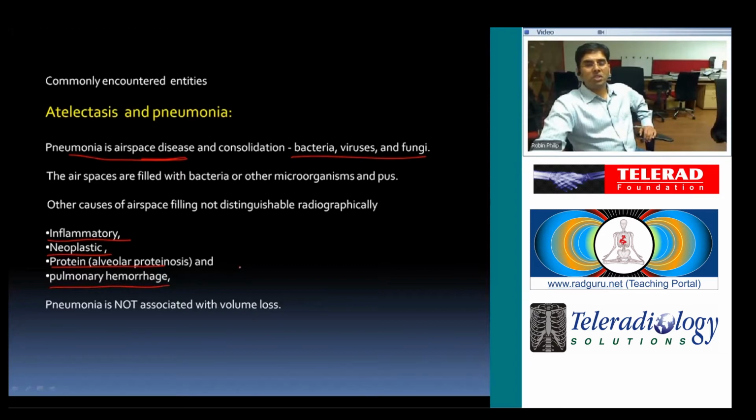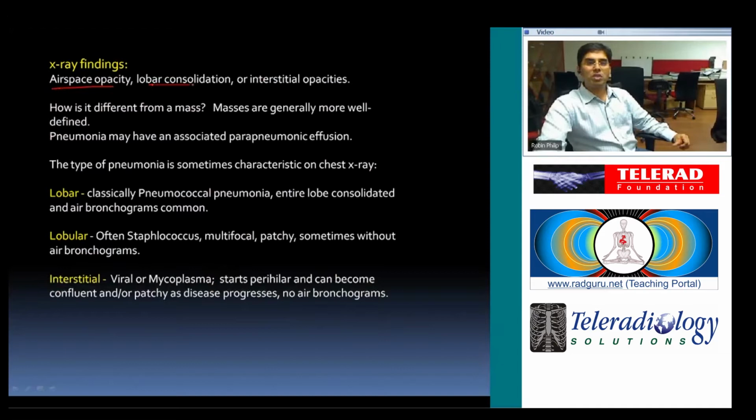So right, and then pneumonia will not cause a volume loss. Whereas the atelectasis, I'll come to the difference a little later. How to differentiate between the pneumonia and atelectasis? They may look alike on the radiograph. Well, there are features to differentiate between the both. So X-ray findings, you will have this air space opacity, lobar involvement, or sometimes the interstitial opacities. So how do you differentiate this from a mass? So usually these masses are very well defined, whereas pneumonia is not very well defined.